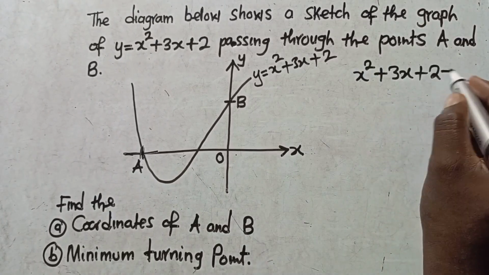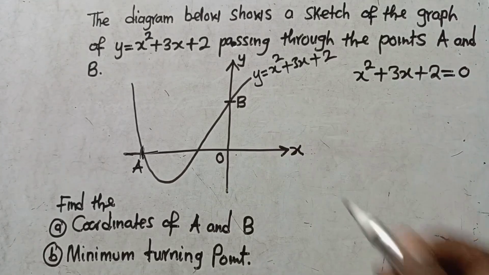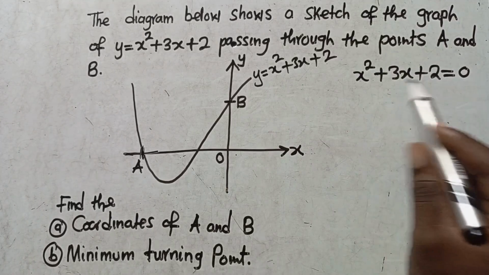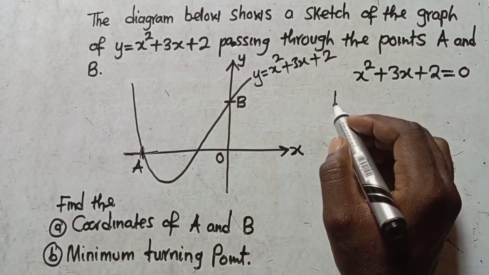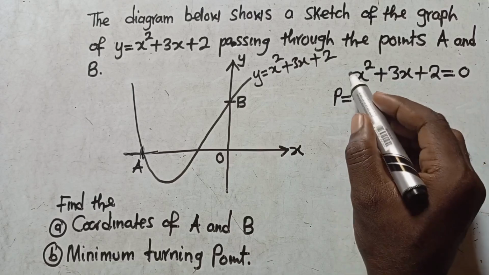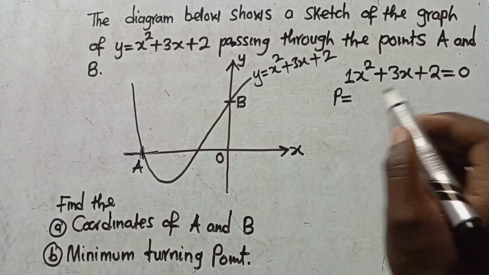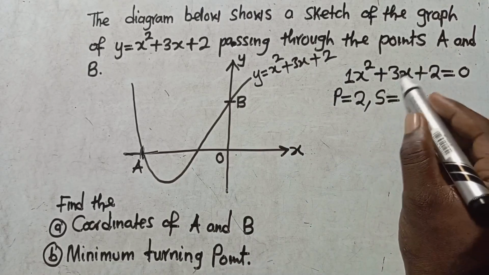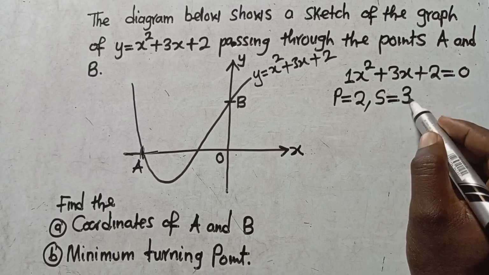So you get that particular equation like this. Then you equate to 0 because y is 0. So it is just a matter of solving this particular equation. What is the product there? You get the coefficient of this times that. That is 2. What is the sum? The sum, you just get this one, 3 in the middle.